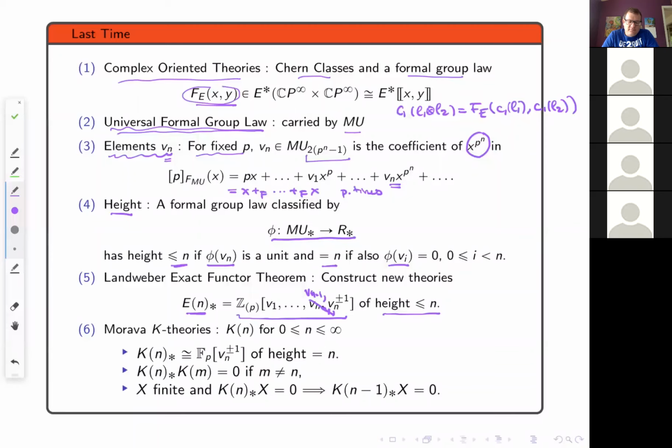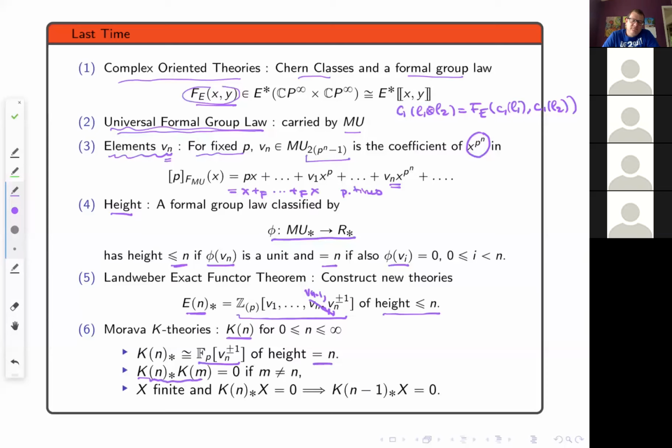Okay, so now the Morava K-theories were not defined using the Landweber exact functor theorem, but roughly you took MU, you localized at p, and then you killed all of the v_i except for v_n, and then you inverted v_n. And that's how you got K(n). Its coefficients are F_p with v_n adjoined as a unit, and it had a formal group law of height exactly n.